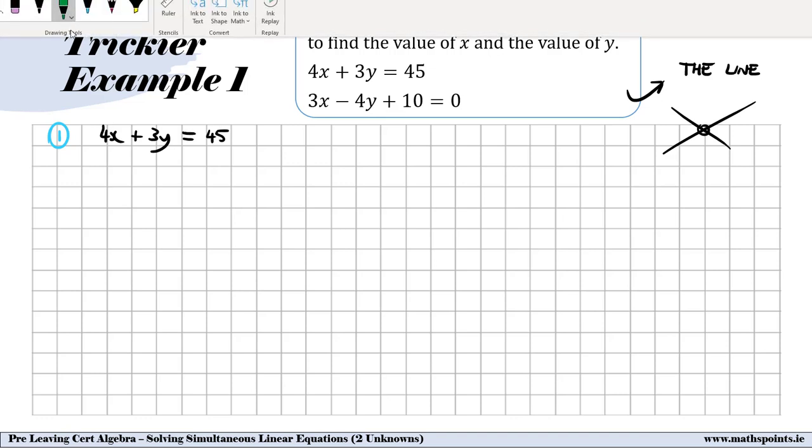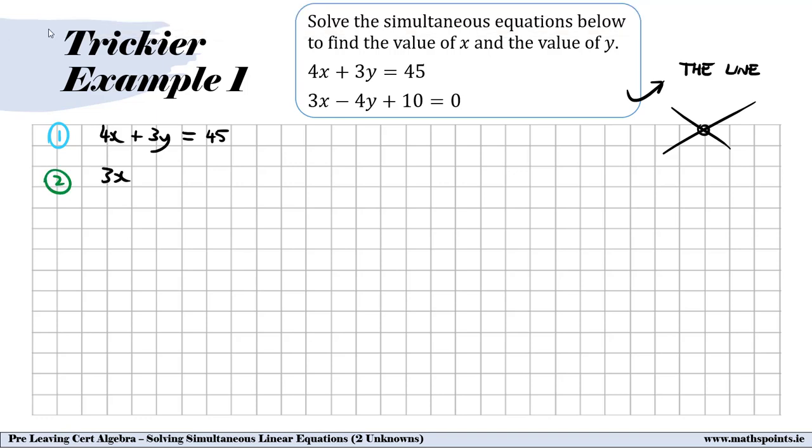Equation 2 has to be manipulated slightly. At the minute we have an equation that reads 3x minus 4y plus 10 equals 0. Quite often when we're given the equation of a line, all the terms will be on the left hand side, and so there's some manipulation involved if we're going to do a simultaneous equation and find the point of intersection. For equation 2, to get the x term and the y term on their own on the left hand side and get rid of the 10, I'm going to subtract 10 from both sides, which means that the 10 gets removed from the left hand side and we get a minus 10 on the right hand side.